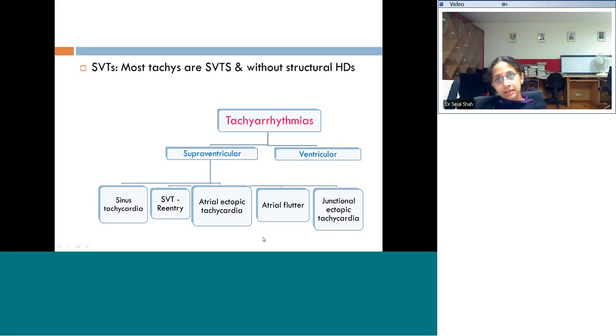Now, SVTs most commonly occur without structural heart disease. However, structurally we try to rule out cardiac tumors, Ebstein's anomaly, and myocarditis, especially with ventricular. With supraventricular, tumors like rhabdomyomas and Ebstein's anomaly are commonly ruled out.